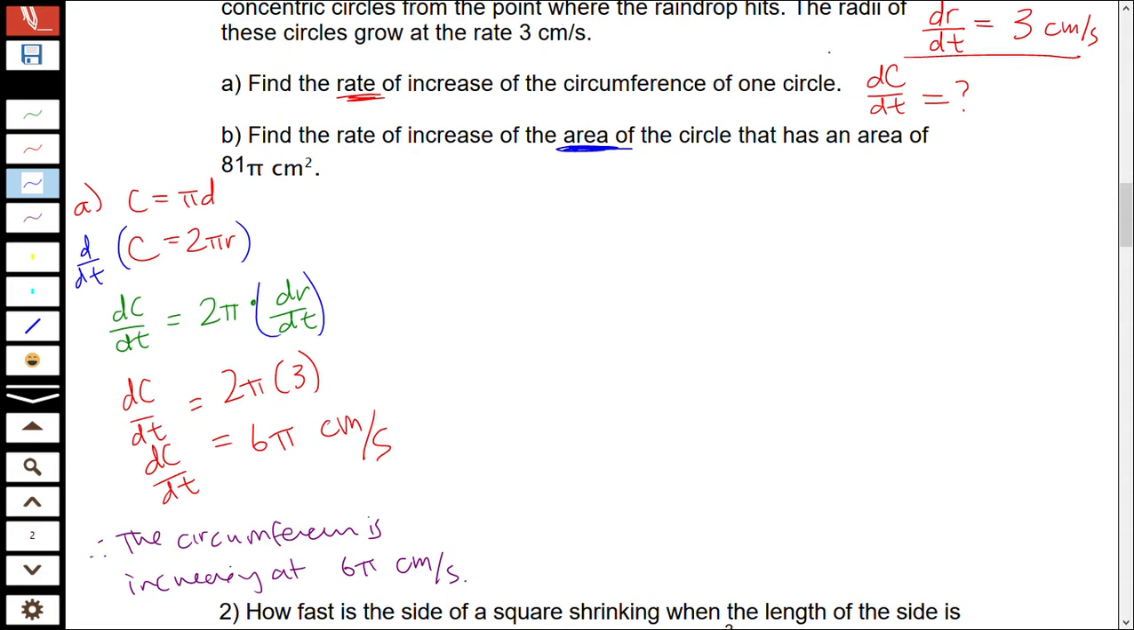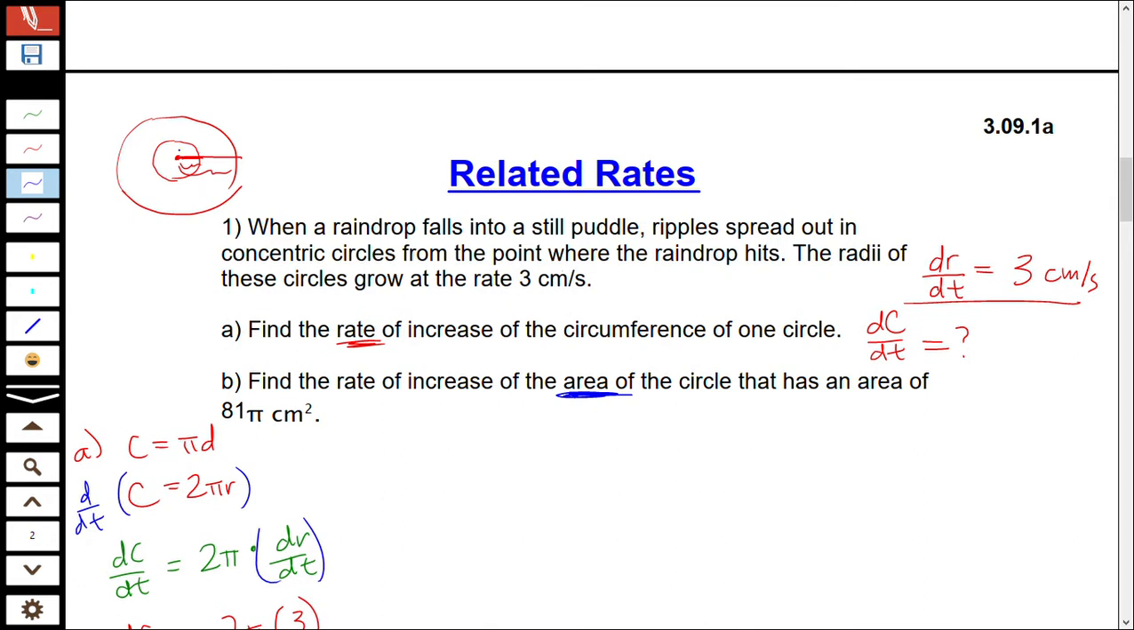So in the beginning, the area of the circle is going to be small, but as we get larger, you'll notice that it increases at a faster rate each time. So when the area is 81 pi, what is the rate of increase of the area at that moment? Because when it's small, the area is going to increase at a very small rate, and the bigger it is, it's going to increase at a faster rate.